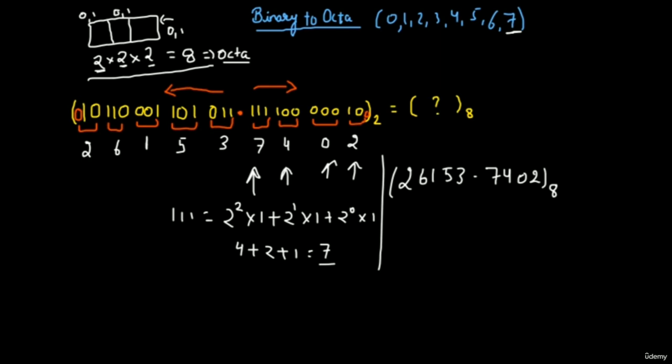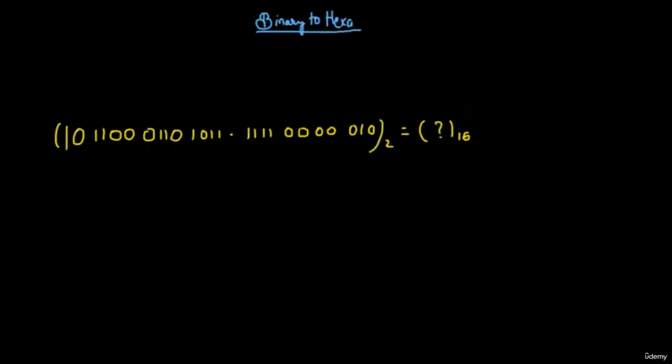I think now you get the point and are getting interested. So let's do one more, but this time we are going to solve binary to hexa system. So what do we need in the hexa system? Just one thing needs to be changed, which is that we need 4 boxes.